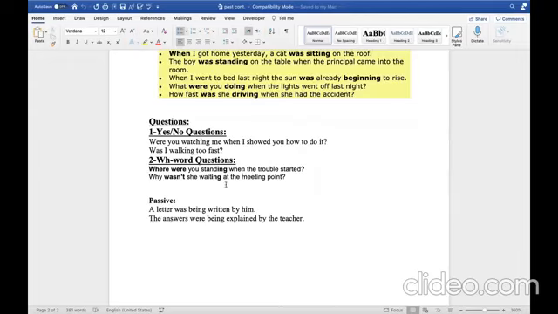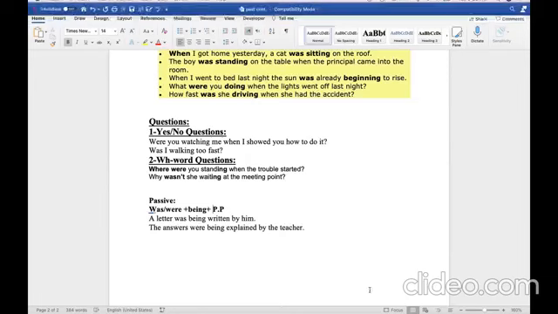For the passive, we use was or were plus being plus past participle. Right? So if you remember, in the present continuous, we used is or are plus being plus past participle. But here in the past continuous, we use was or were plus being plus past participle.